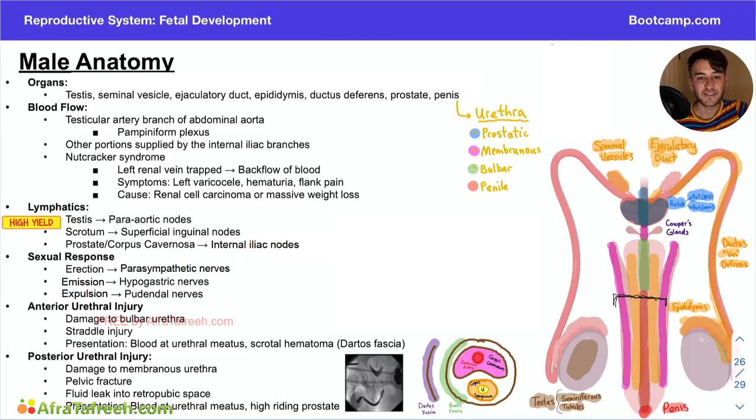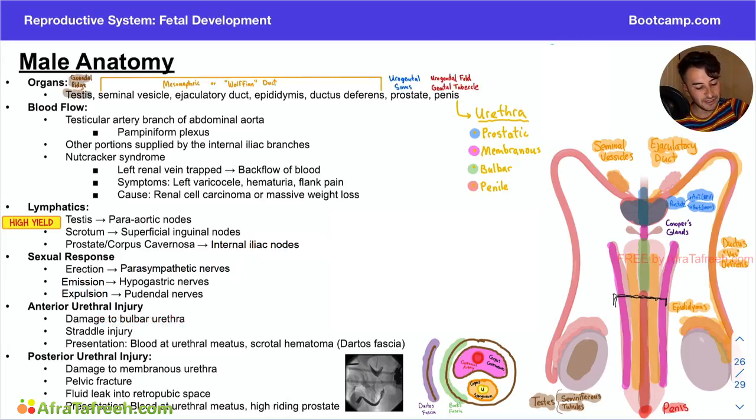Let's do a quick review of the structures we talked about and where they come from. So our testes are coming from our gonadal ridge, and then we have our seed structures, our seminal vesicle, ejaculatory duct, epididymis, and ductus deferens coming from our Wolffian or mesonephric duct. And then we talked about the prostate, which comes from the urogenital sinus. And finally, we have our penis, which is going to be a combination of our urogenital fold and our genital tubercle.